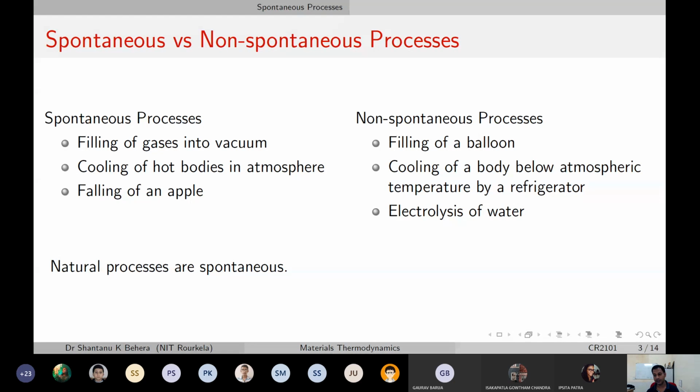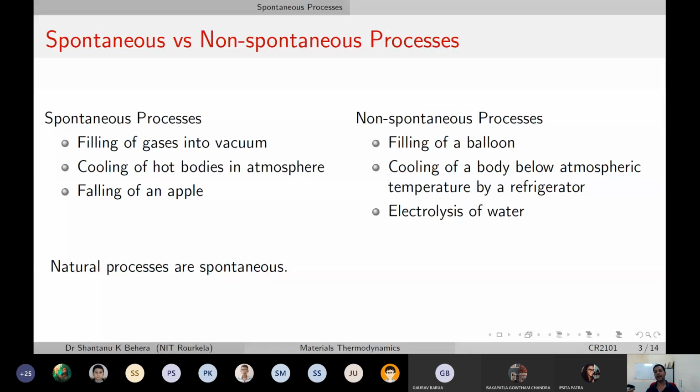non-spontaneous processes. I think you guys know that natural processes are spontaneous processes, right? Some of the examples are given here. If you open a container of gas into a vacuum, it immediately expands and fills the vacuum space from the gas that is connected to it. And you don't have to do something. It almost automatically or naturally happens, right?